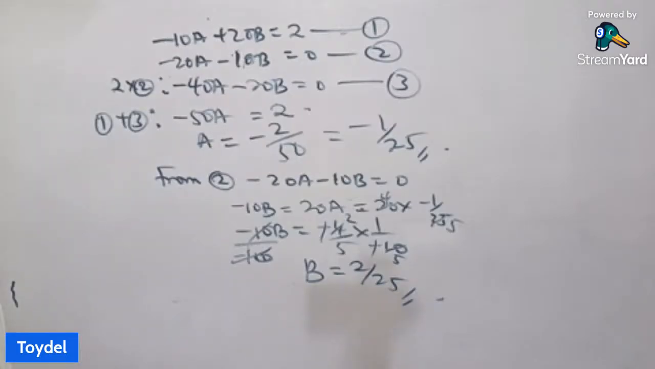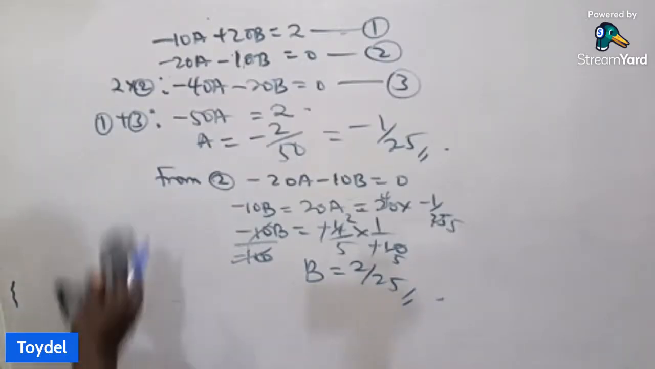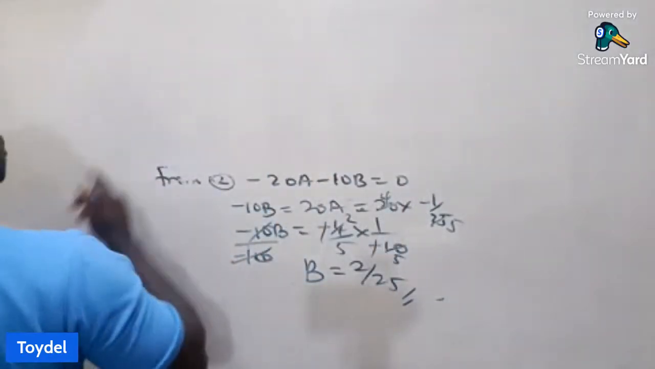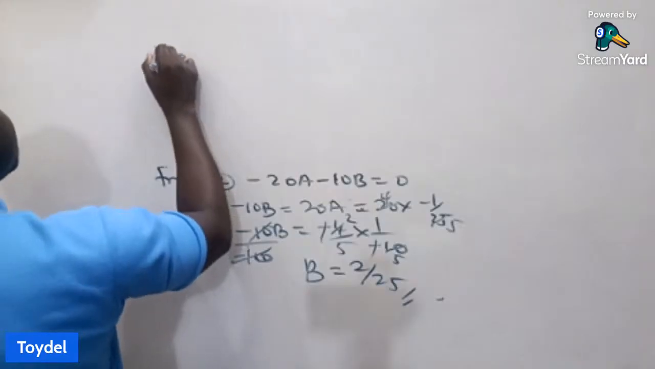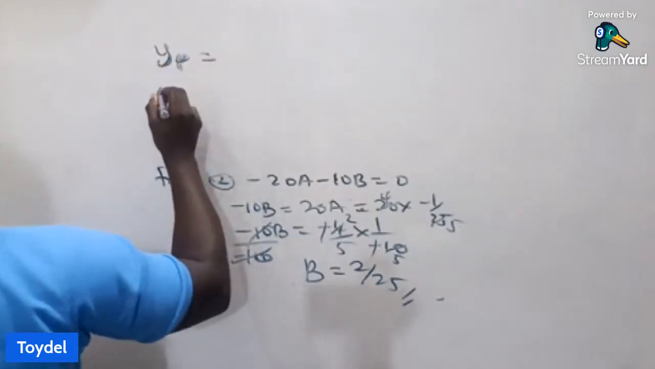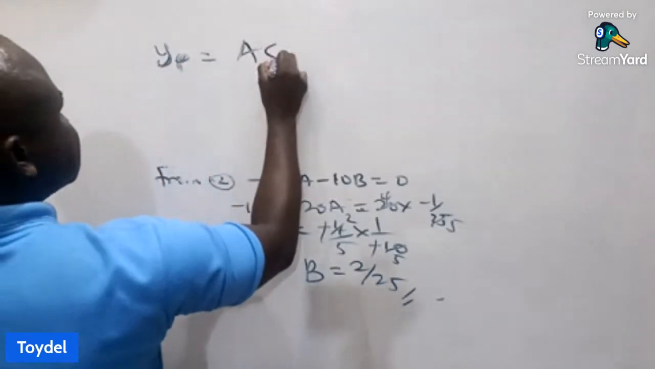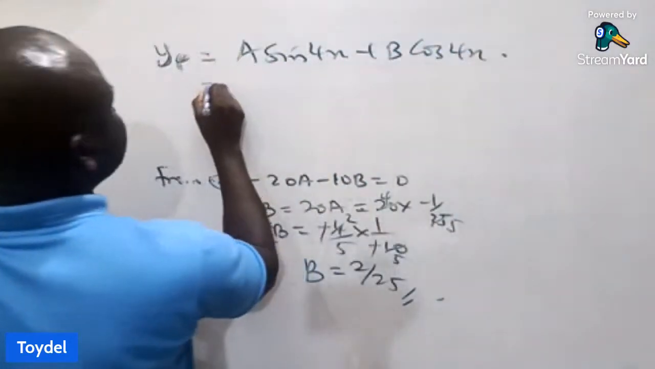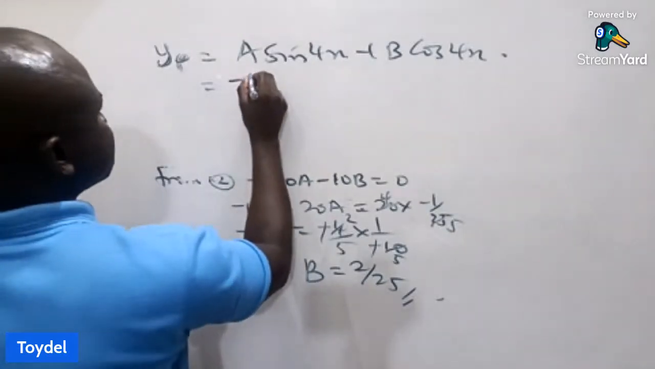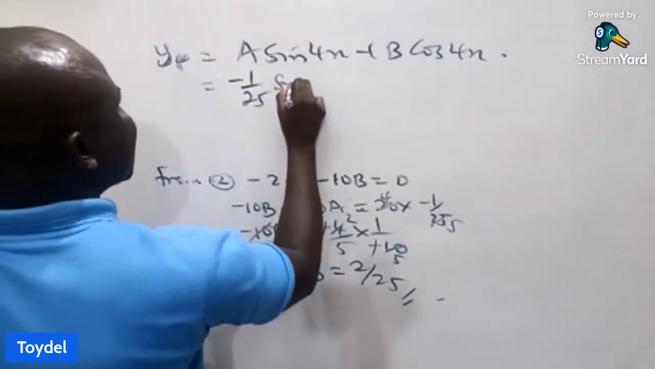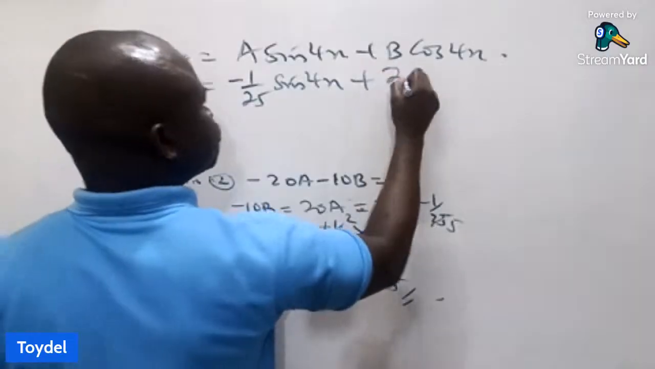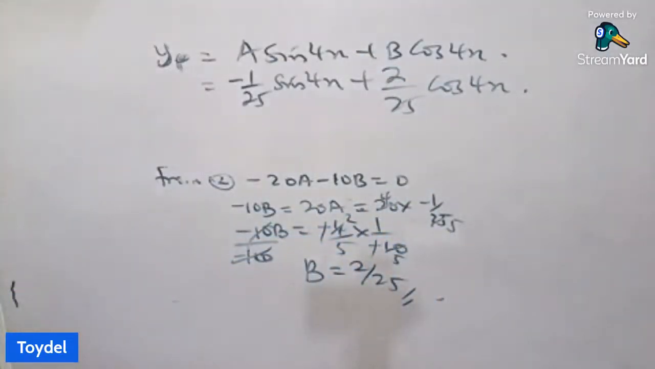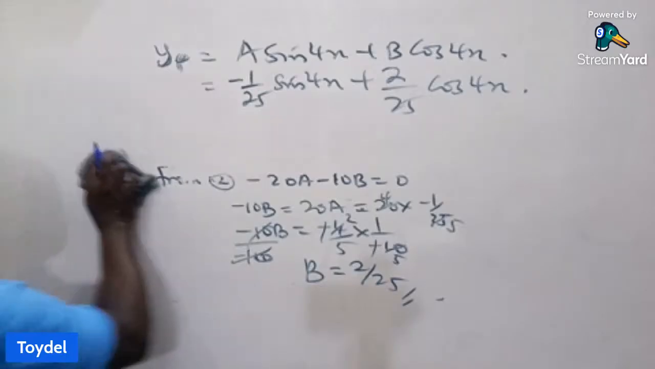So we have gotten the value of a and the value of b. At the end of the day, yp, which is the particular solution, given as a sine 4x plus b cos 4x, will be equal to minus 1 all over 25 sine 4x plus 2 all over 25 cos 4x. That will be the value of the particular solution.